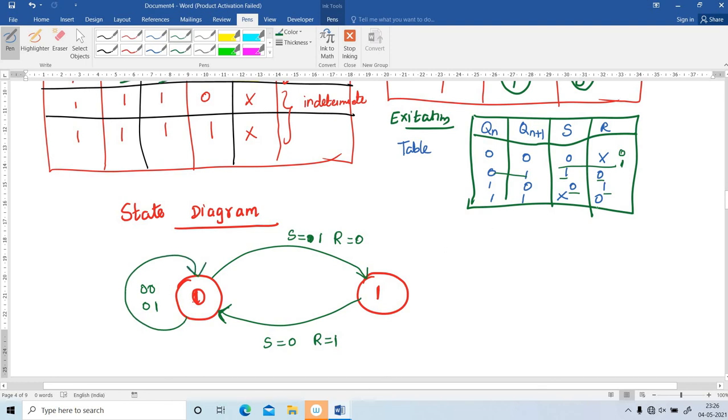And next consider the last. S is equal to 1 and R is equal to 0. The transition is from 1 to 1. 1 to 1. So put the direction like this. This is the state diagram.